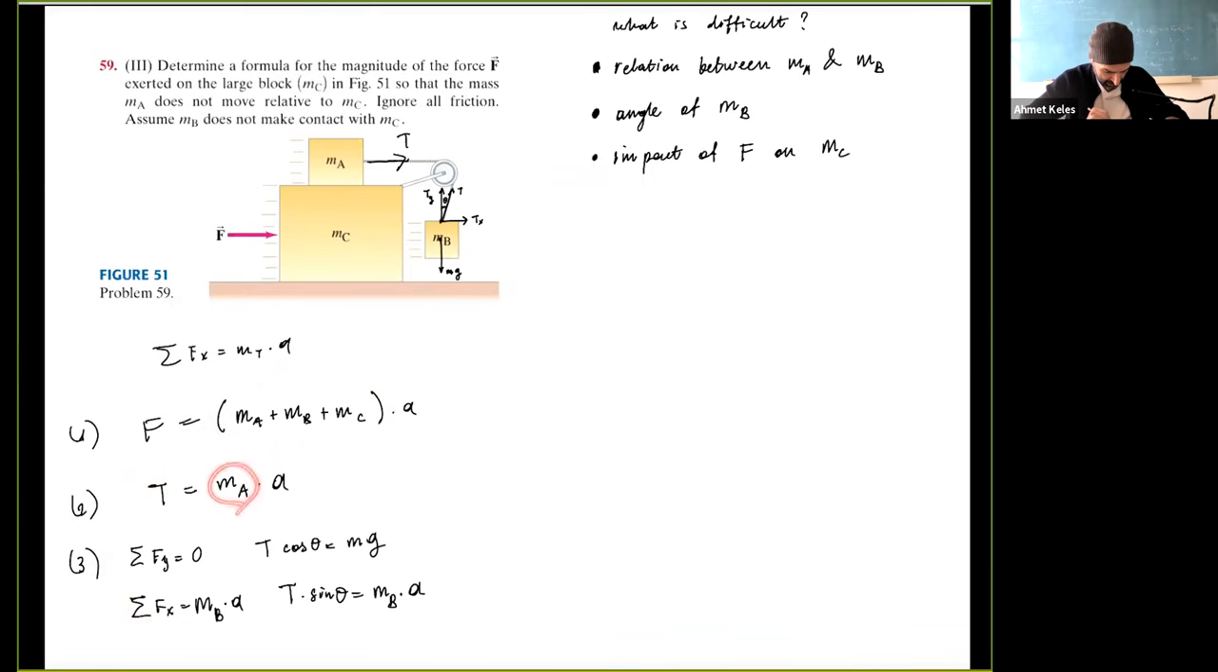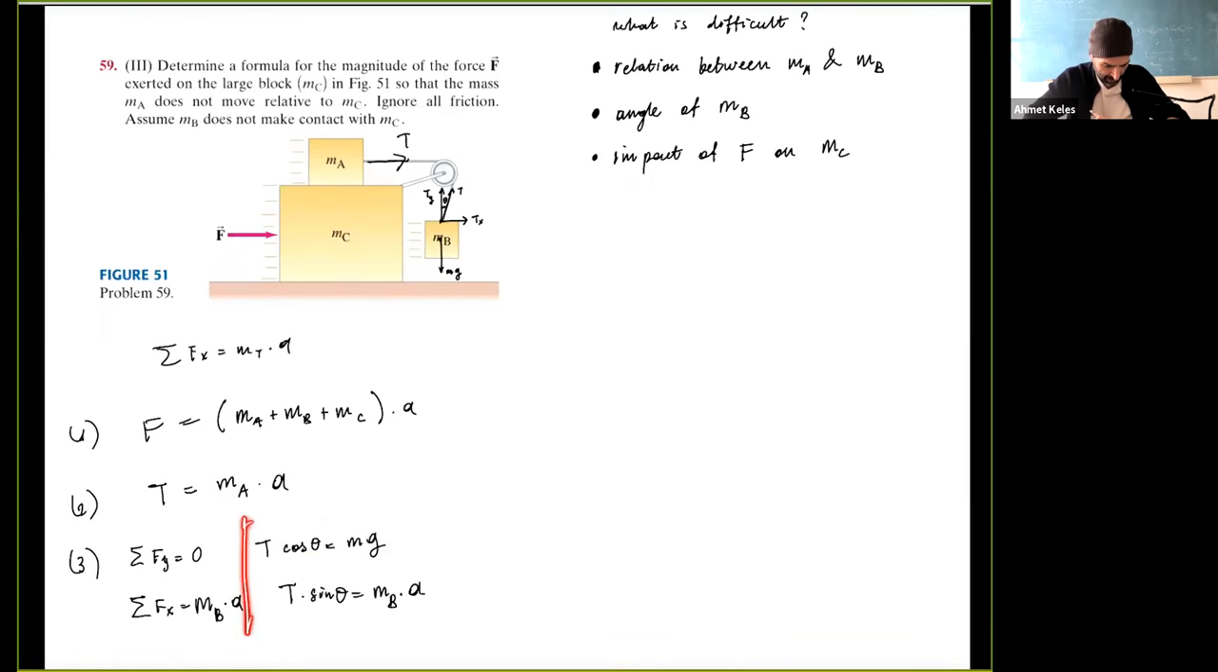MA is known, T and A are not known, theta is not known, MG is known, MB is known. So basically, if I look at this equation, the unknowns are T, theta, and A. So I have to eliminate. How can I eliminate at least one unknown here? For example, can I eliminate theta?